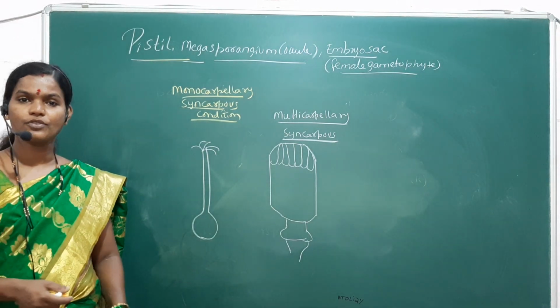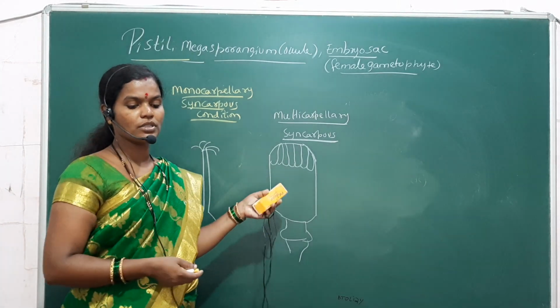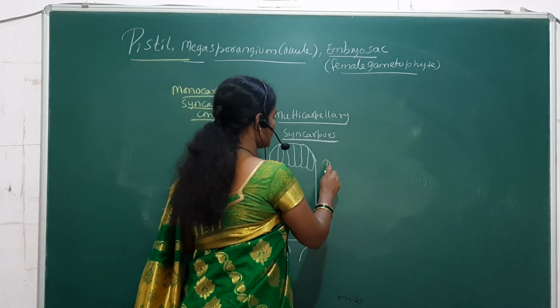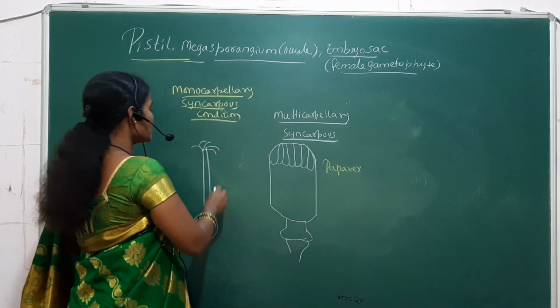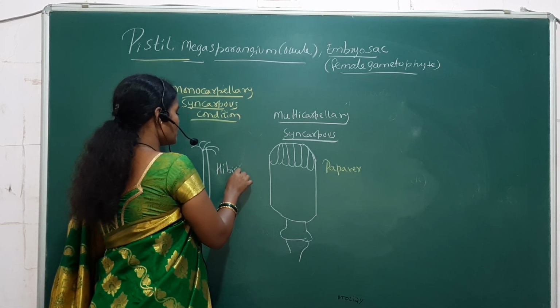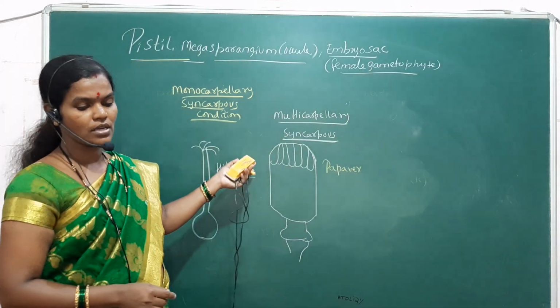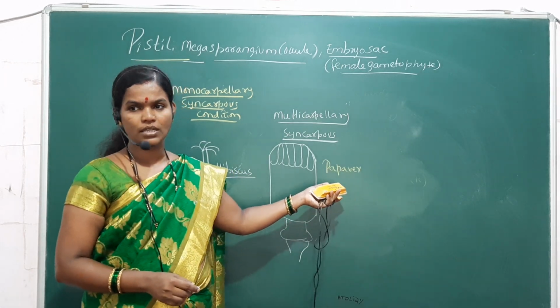there is a presence of so many carpels which are fused in nature. So here you can give the example of papaver. Here you can give the example of hibiscus. So hibiscus is a monocarpellary syncarpous condition and papaver is a multicarpellary syncarpous condition.